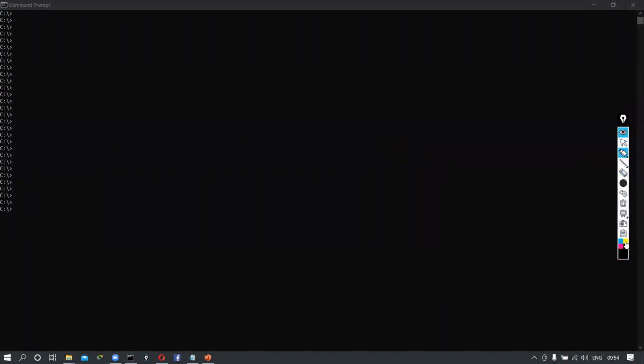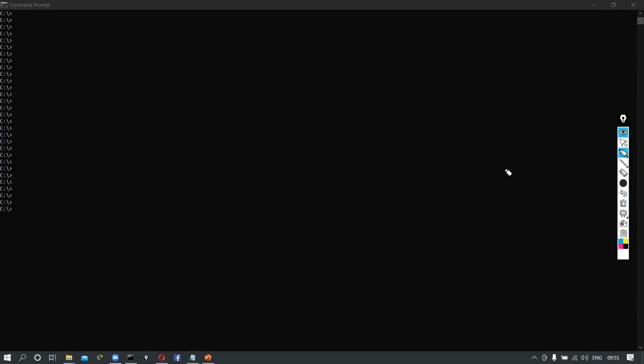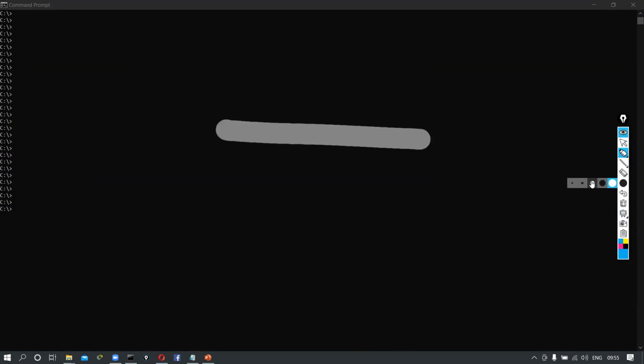Guys, this is called a cable, right? Cable means layer 1. This is called a hub. Okay, now I'm connecting some PCs over there.